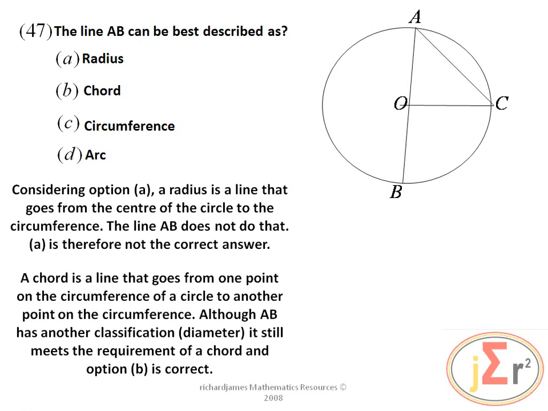Although AB has another classification, so AB can be classified as a diameter because it goes from one point on the circumference to another point on the circumference, and it goes through the center. That line is a diameter. It still meets the requirement of a chord, and option B is correct because a chord will go from one point on the circumference to another point on the circumference.